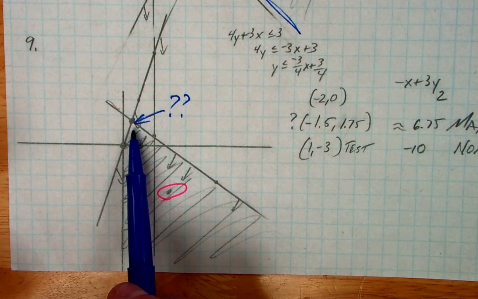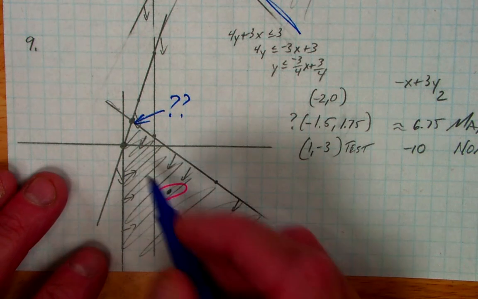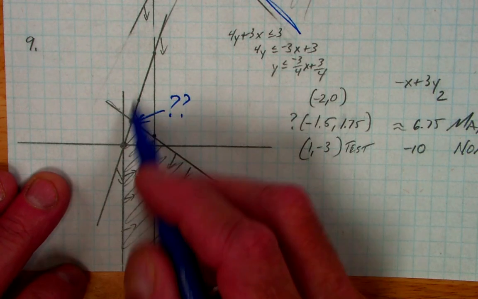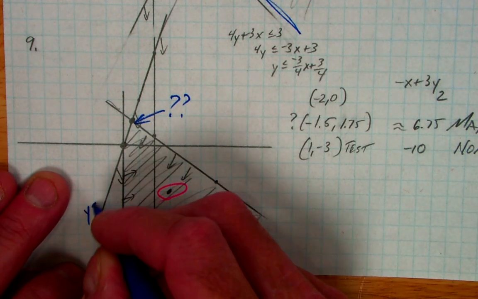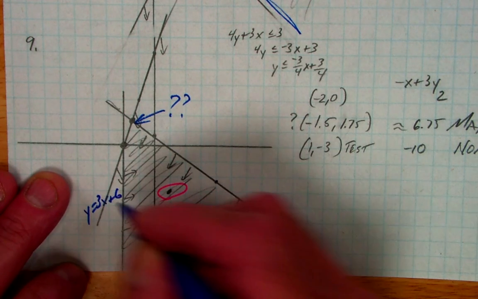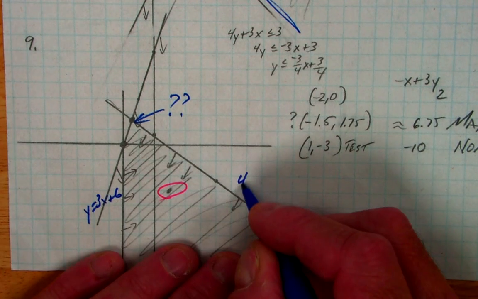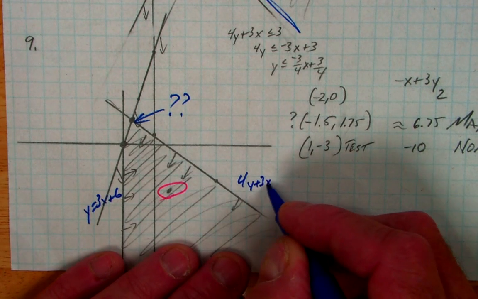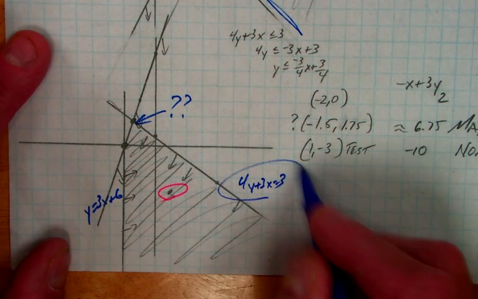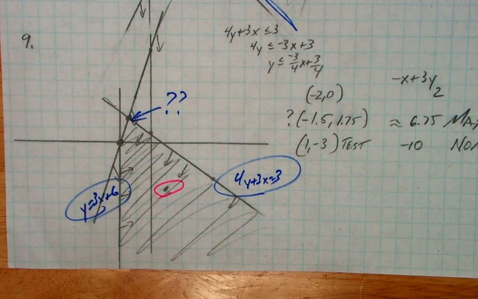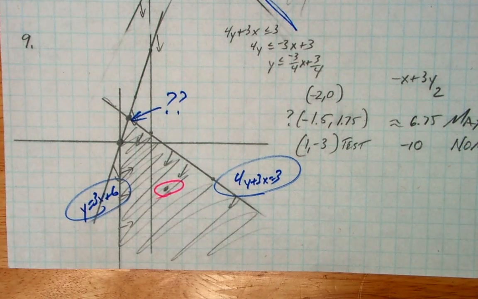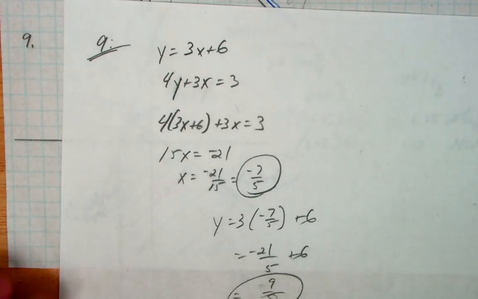algebraically. Okay? This line right here that's intersecting, that's y equals 3x plus 6. This line here is 4y plus 3x equals 3. So if we combine both of those together and actually solve the system, we can find where they intersect. That's what we just finished working on in one of the last sections. So here we go. I just did it real quick.